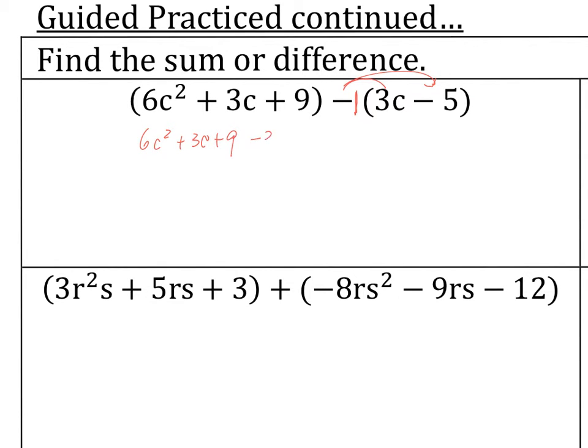So that makes -3c, +5. And now we need to combine like terms. +3c and -3c cancel each other out. +9 plus 5 makes +14. So 6c squared plus 14 would be your simplified expression.